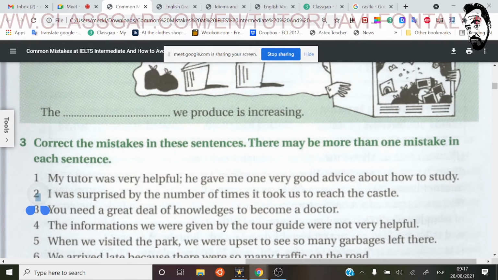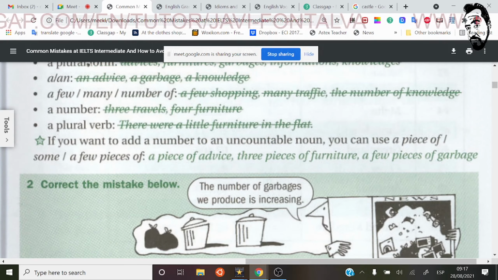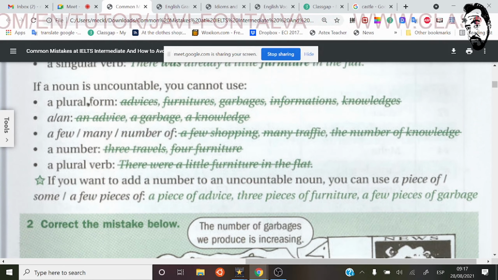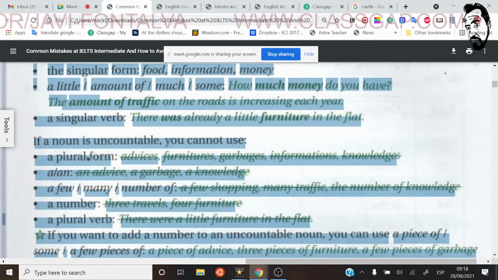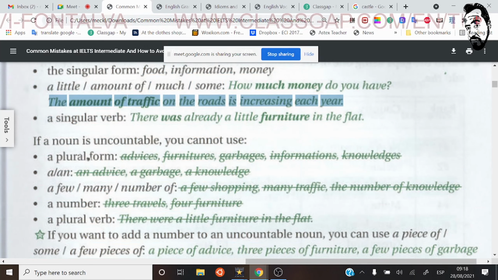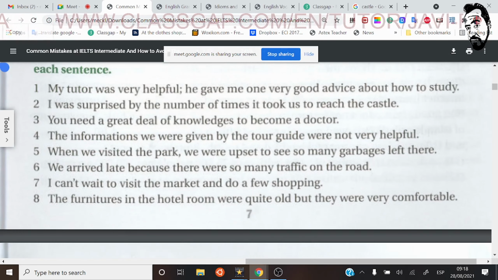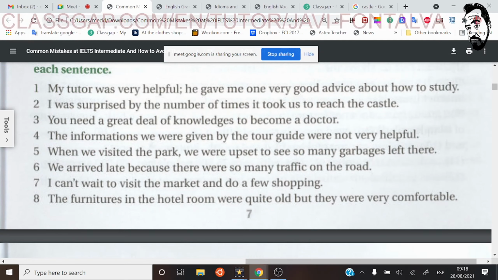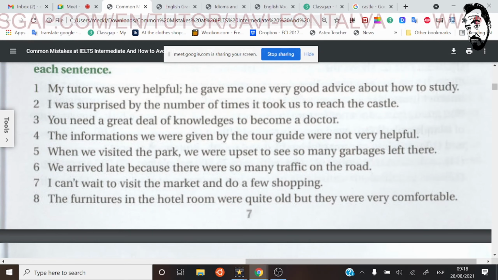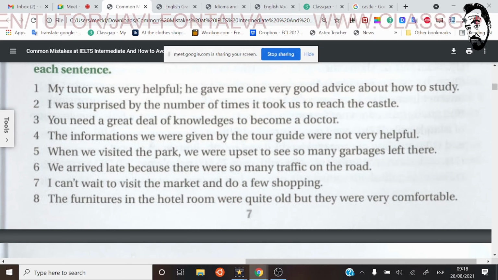So if you want to use an expression like this with uncountable, we use the amount of time. Yeah. So you can say the amount of time. La cantidad. Okay. The amount of time. So I was surprised by the amount of time it took us to reach the castle. Okay. Do you understand this expression?